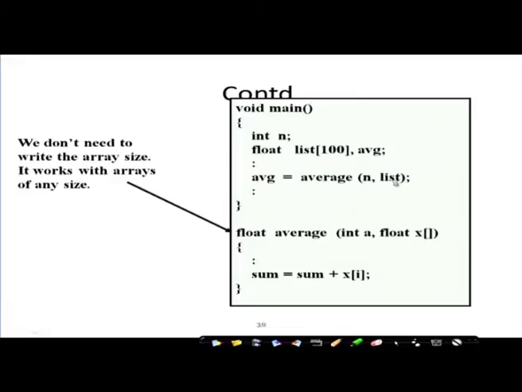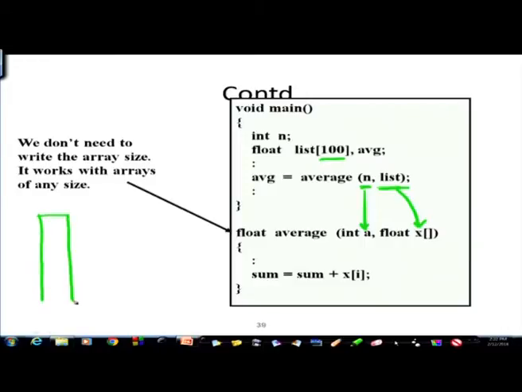X is an array, because here how is the correspondence done? This list is being mapped to this, same address is being passed, and n is being passed to A. How many elements are there? All right. So, I need not specify the size, because the size is already specified here.